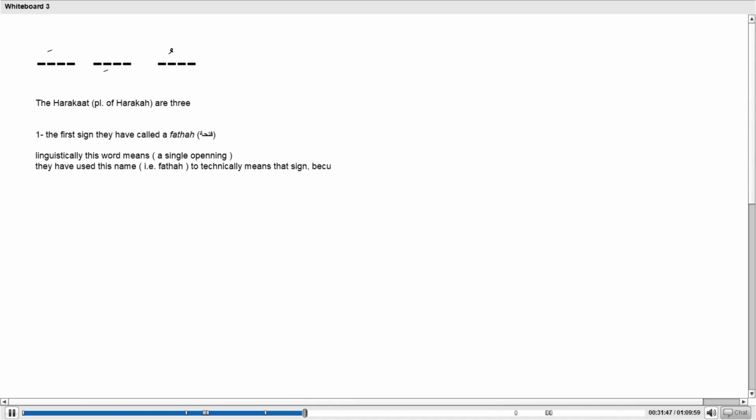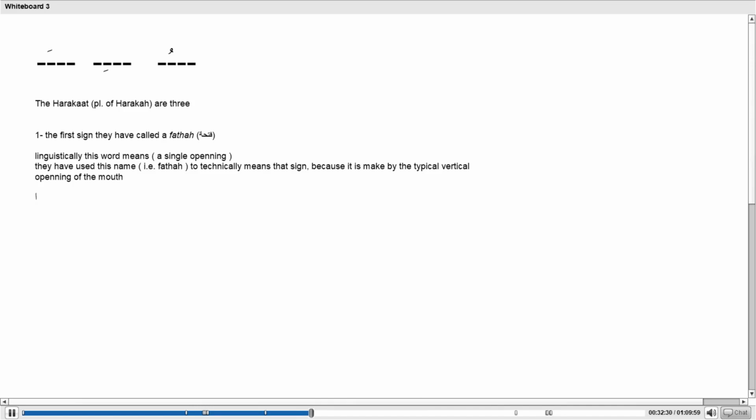because it is made by the typical vertical opening of the mouth. Do you agree? Ah. Clear? So you're going to do that sound with every letter. Okay?